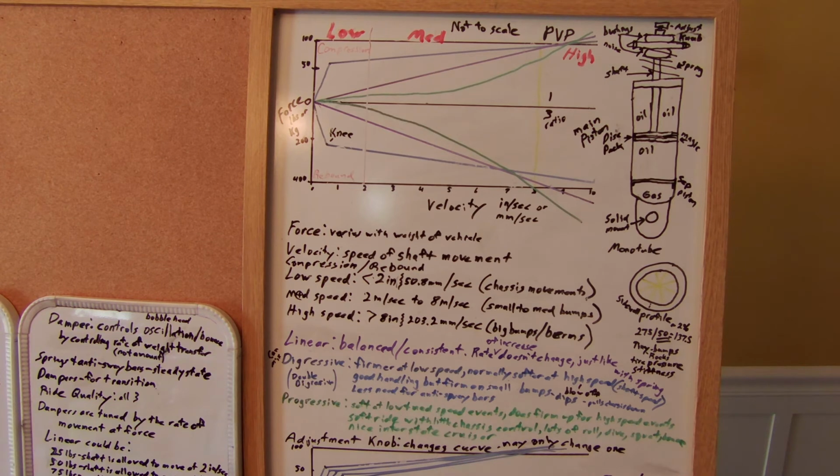So what do you get from a digressive damper? Why are these so popular in racing? You get the firmer at low speed, normally softer at high speed. That's the shaft speeds, not the car. And what that means is you have good handling. It controls those chassis movements, but firm on the small bumps and dips.